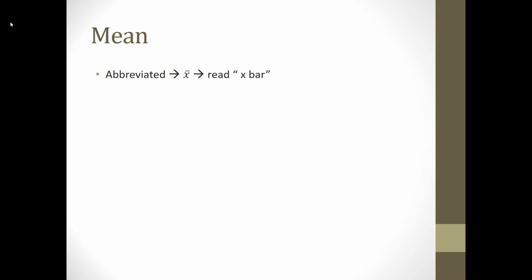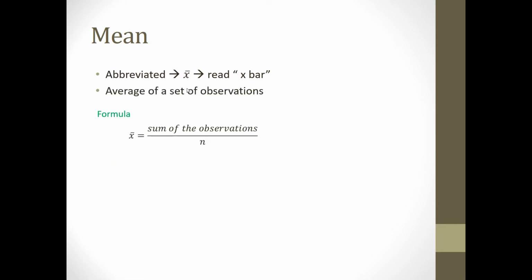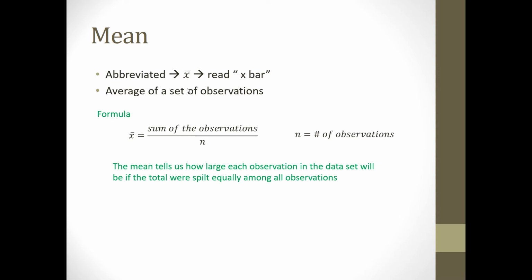Okay, so the mean. The mean is abbreviated X bar. So there's a bar on the top of it right here, and that's just read X bar. It's an average of the set of observations. So the formula is we take the sum of the observations and divide by n. N is the number of observations. The mean tells us how large each observation in the data set would be if the total is split equally among all observations.